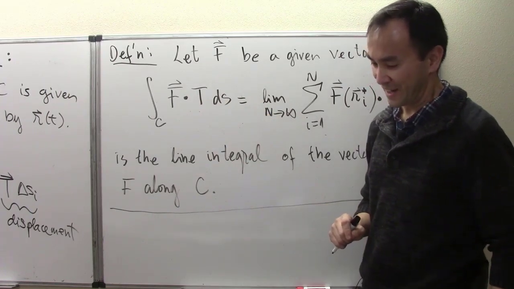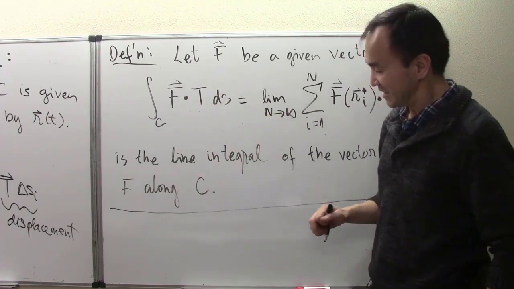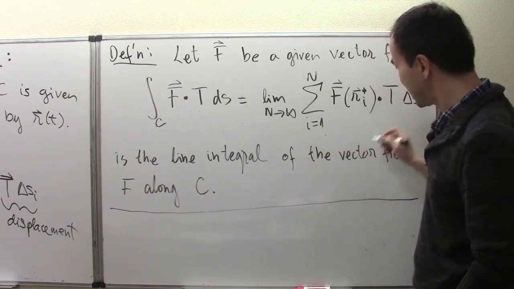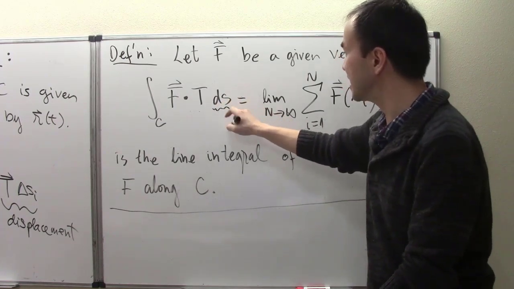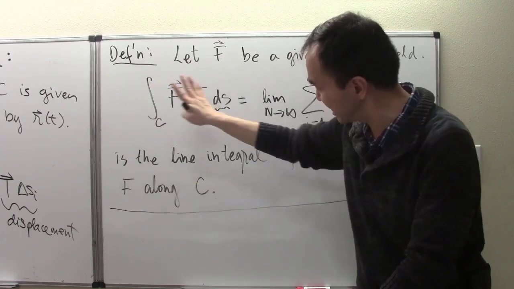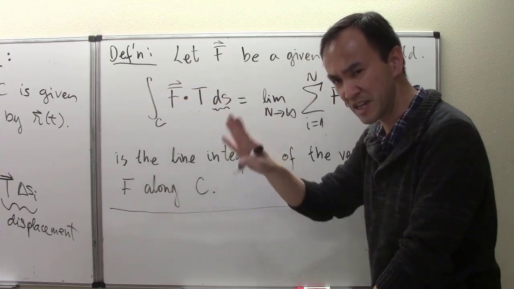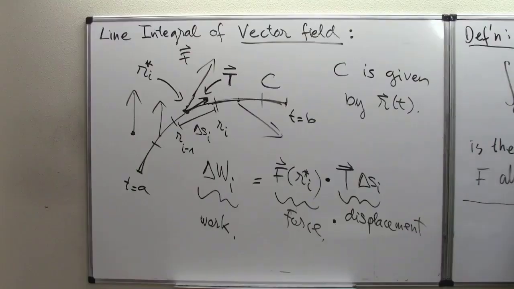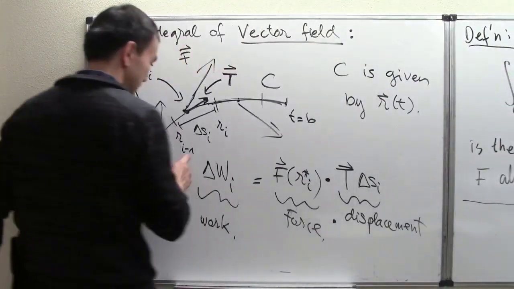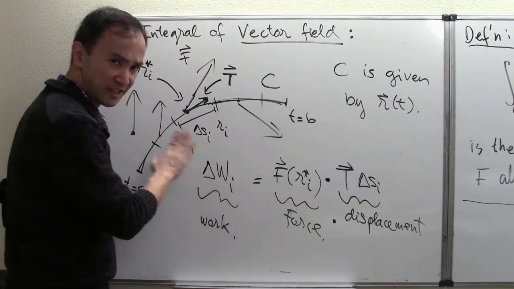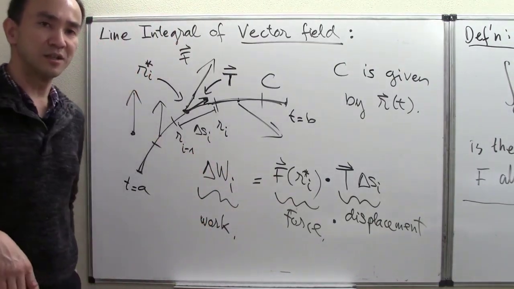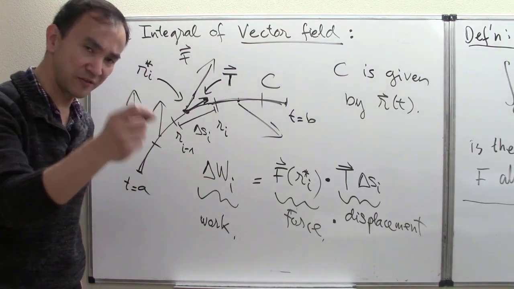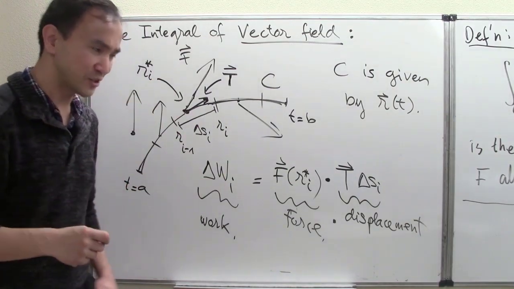Now, in that same way, this ds that we see here has exactly the same meaning as the ds that I explained earlier. This ds that comes from the delta s has the exact same meaning as the ds when we were taking the line integral of a scalar function.